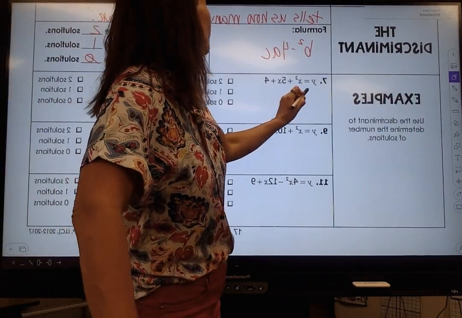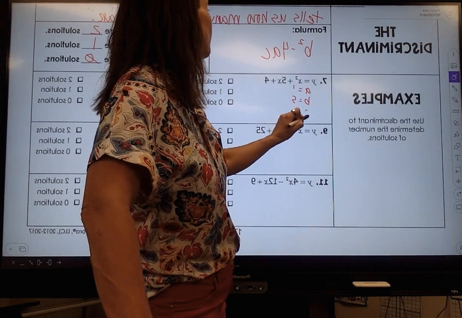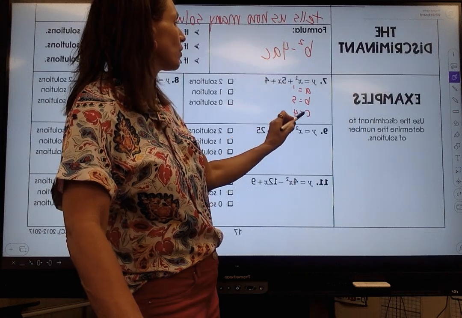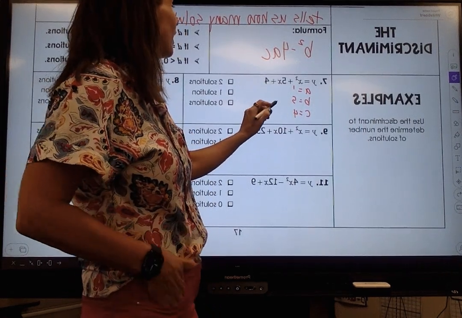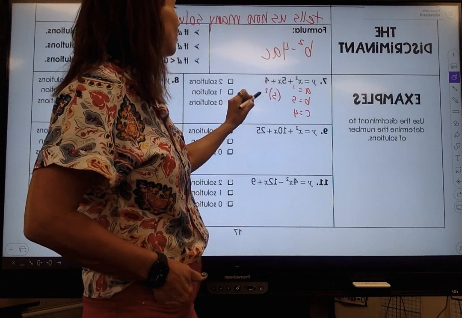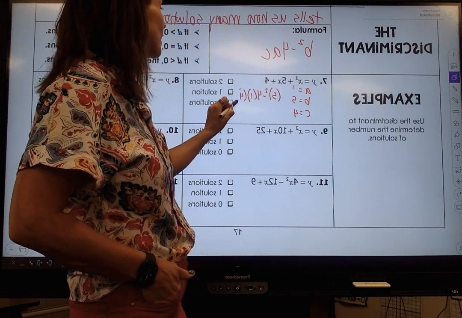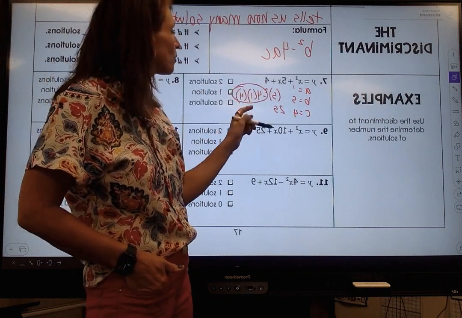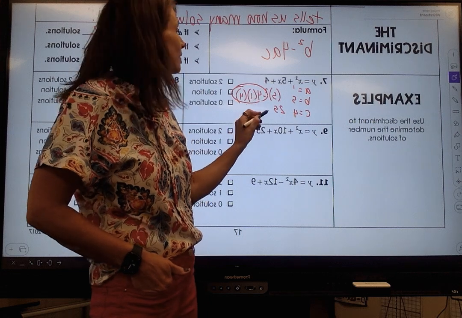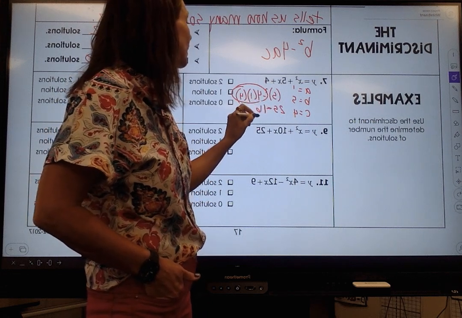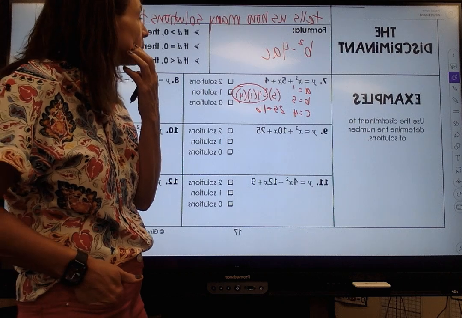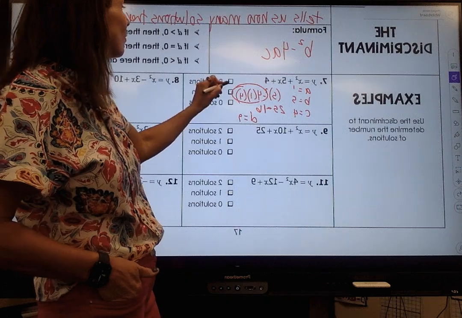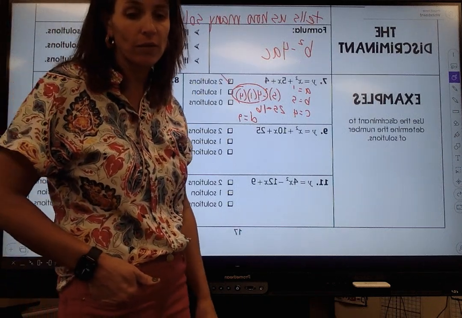So let's take a look over here. My A value is 1, my B value is 5, and my C value is 4. Coefficient of A is 1, coefficient of B is 5, coefficient of C is 4, right? So I have B squared minus 4 times A times C. 5 squared is 25. Remember, this is one big multiplication problem. Negative 4 times 1 times 4 is negative 16. 25 minus 16 is going to be 9. So the discriminant is 9. That is greater than 0. That means there's 2 solutions. Greater than 0 is 2 solutions.